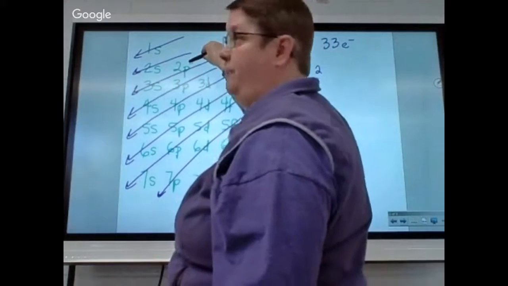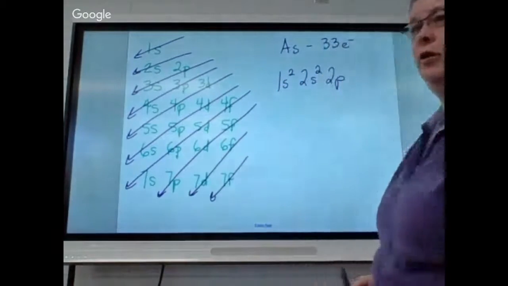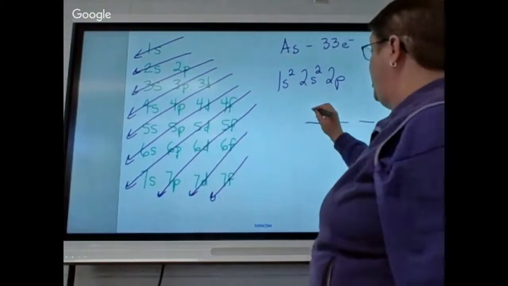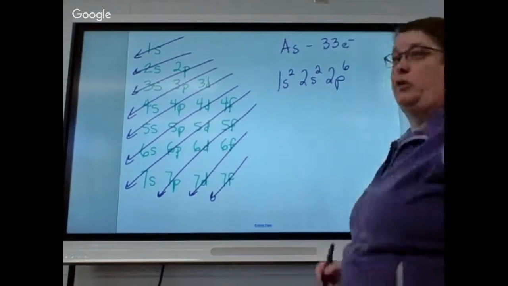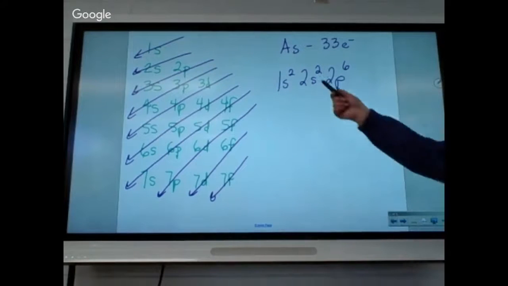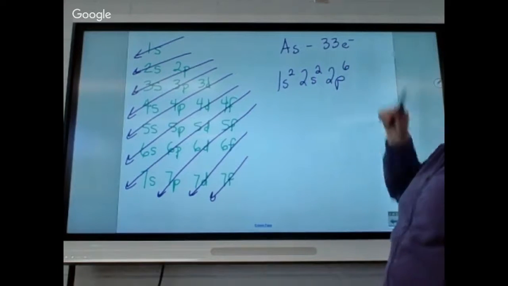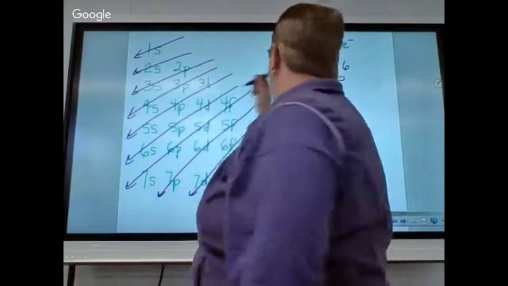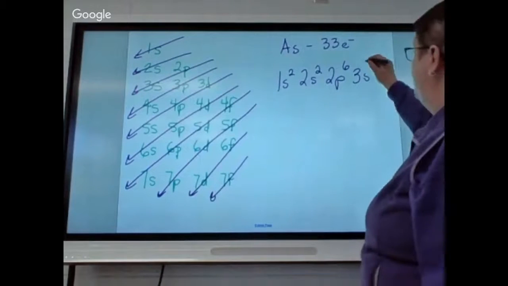What's next in line? So 2p. How many electrons can be in it? It was 3 lines, but how many can go on each line? 6. So I'm going to put 6 there because we're showing total electrons, not the lines. So 2 plus 2 is 4, plus 6 is 10. I'm still not at 33. Back to the chart. What's after 2p? So 3s. How many can go on 3s? 2. So I'm at 12.